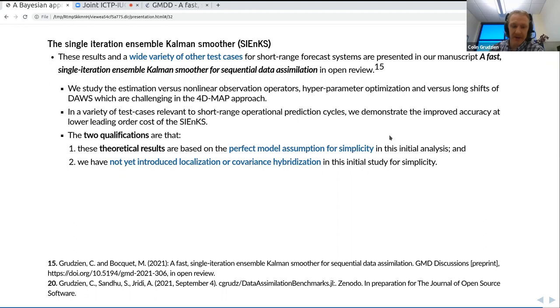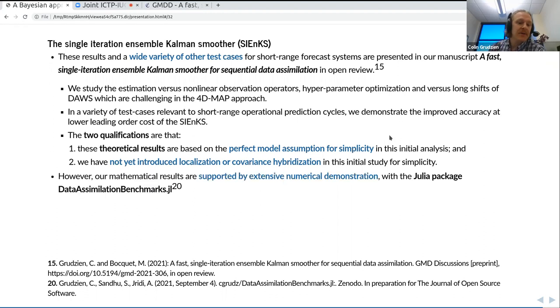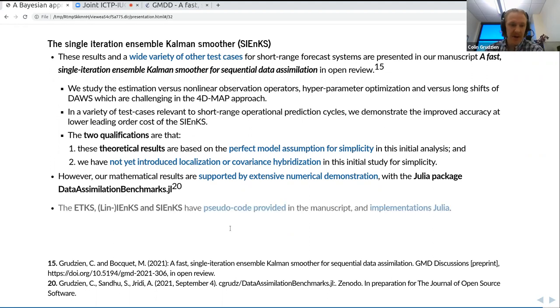But however, with respect to these simple test cases that we've looked at, these are supported by extensive numerical demonstration with the Julia package DataAssimilationBenchmarks that I've written along with some support from my student researchers.